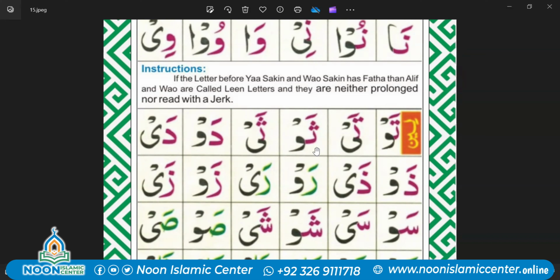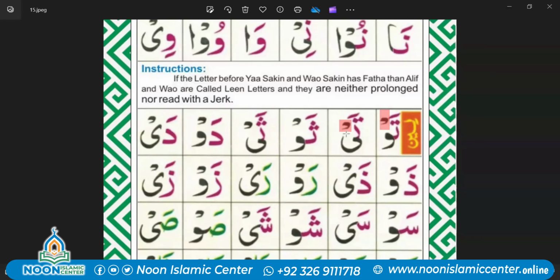But before starting the explanation of Leen Letters, let me explain what is Jazm and what is Sakin. Whenever we have this sign on any alphabet, this sign is called Jazm. This sign, or we have on Ya, this sign is called Jazm. And whenever we have this sign on any alphabet, like we have this sign on Waw, this Waw is called Waw Sakin. And when we have this sign on Ya, this Ya is called Ya Sakin.